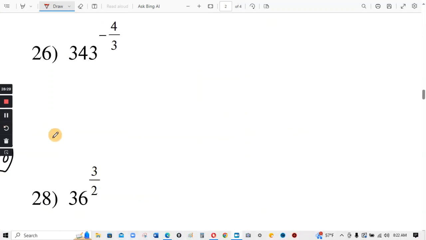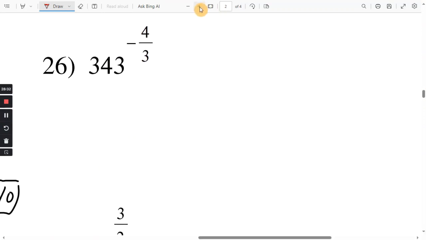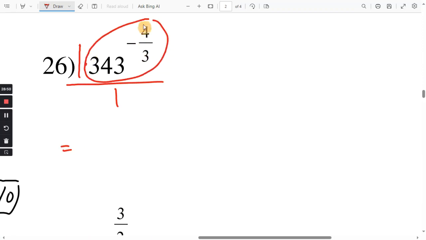All right, I'll start you off on number 26, and then that'll be it. We have 343. We have a negative 4/3 exponent, so I'm going to change that to a positive. We can make this times 1, and we can make it over 1. That's the same thing. I'm going to take this whole thing and move it down, and that's going to change the plus minus sign on the exponent. So it's going to be 1 divided by 343, and instead of negative 4/3, it is now positive 4/3.